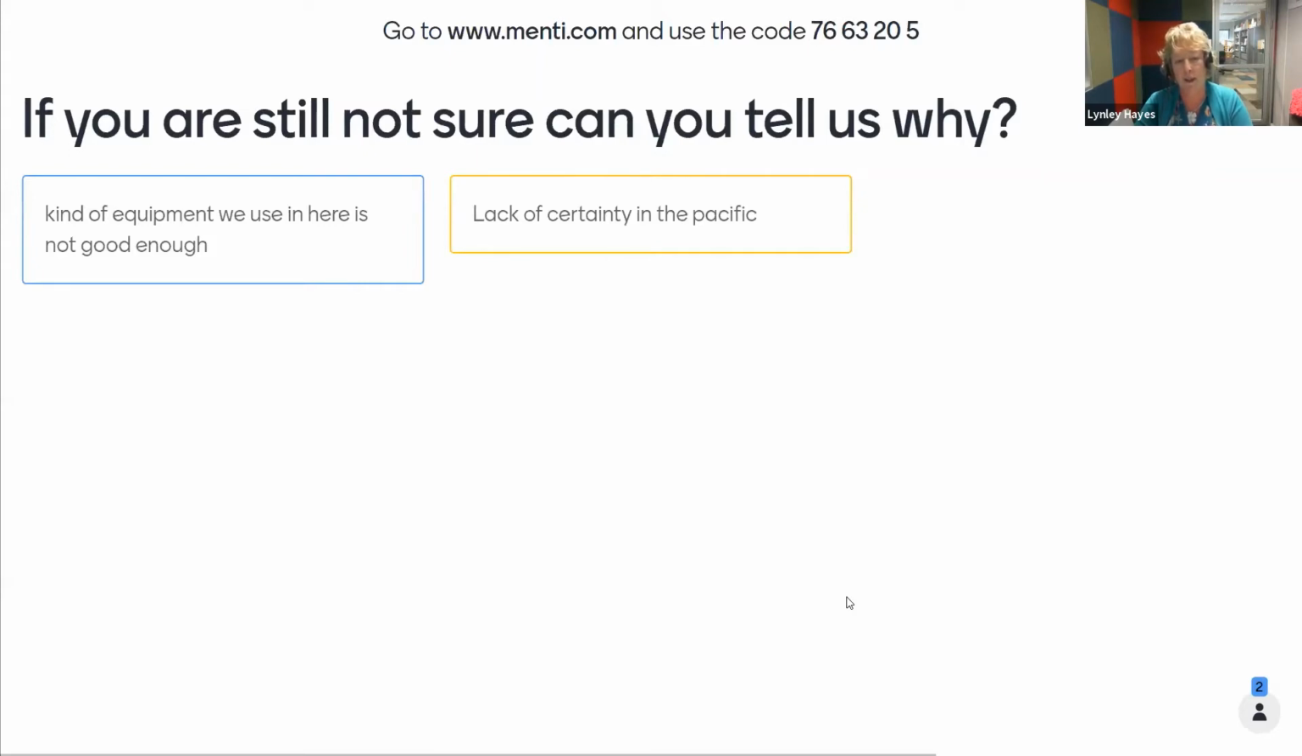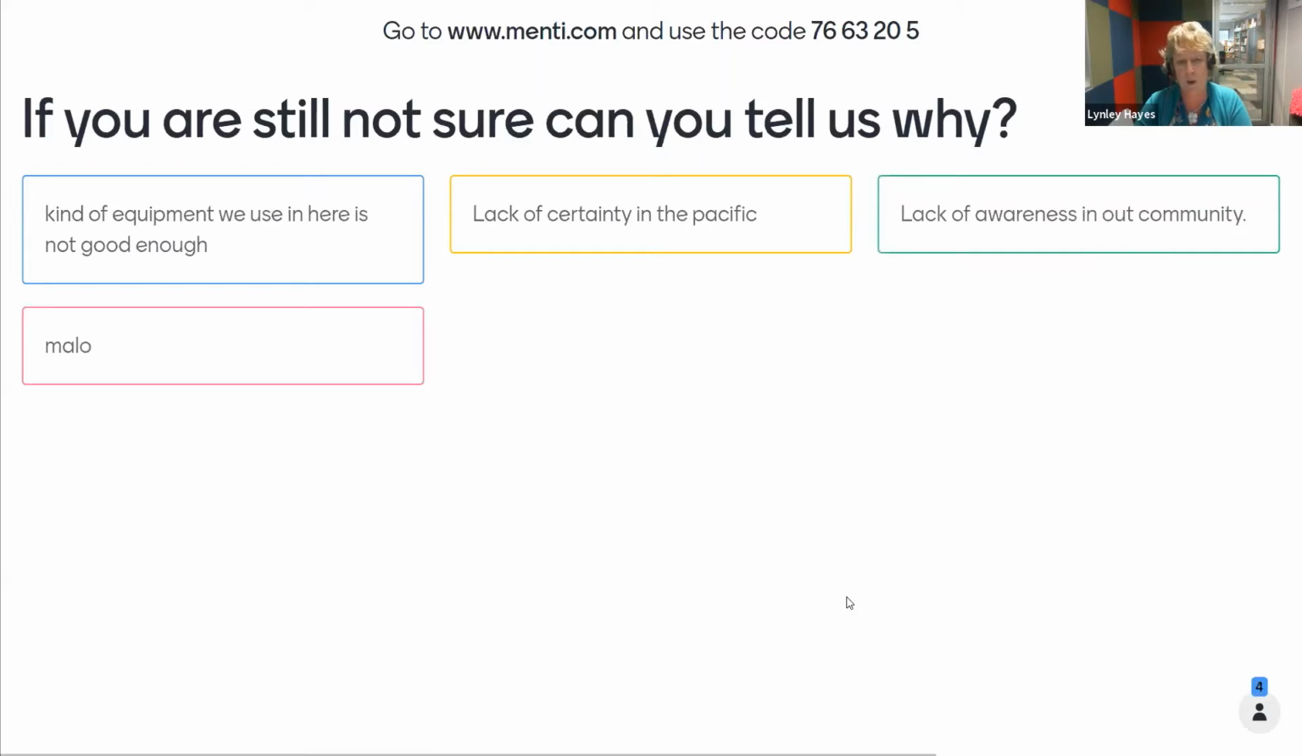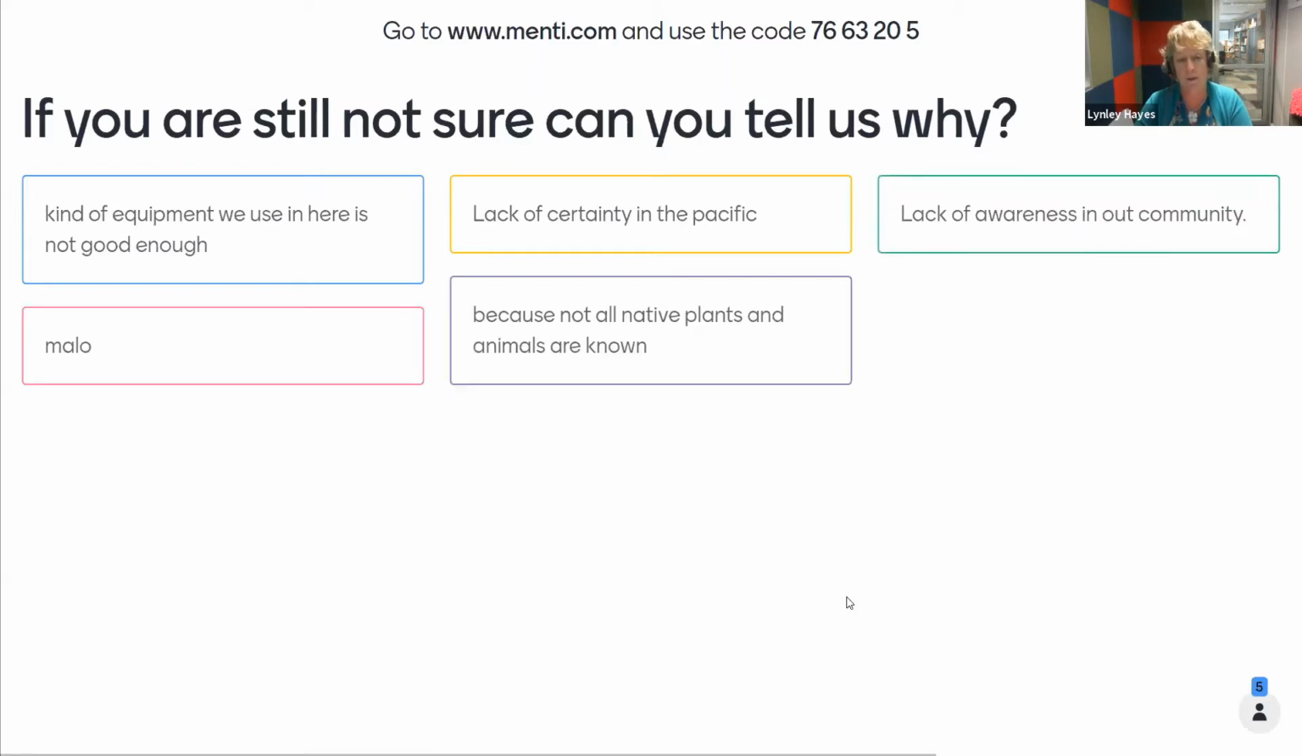Kind of equipment we use here is not good enough. Okay, I can actually say something about that. If you're working with us on a NENS project, we make sure you have adequate equipment as part of the project. And we would not advise introducing a natural enemy until testing had been done elsewhere with adequate equipment.